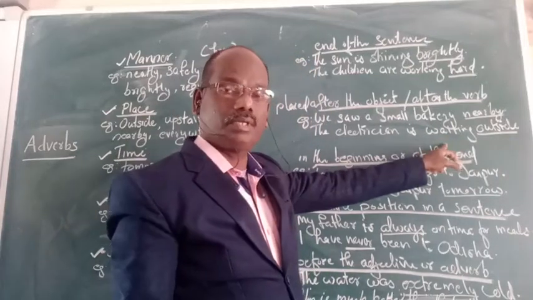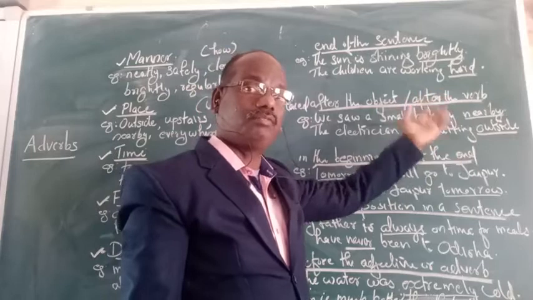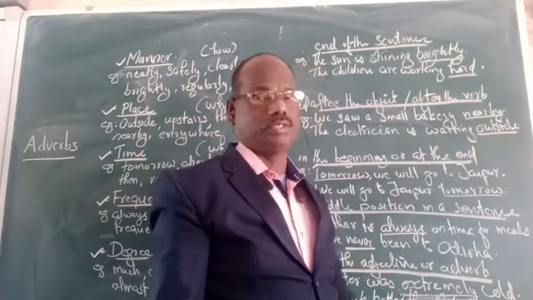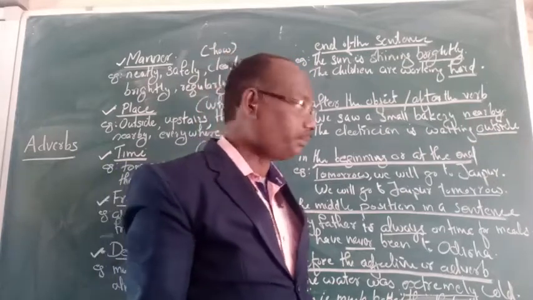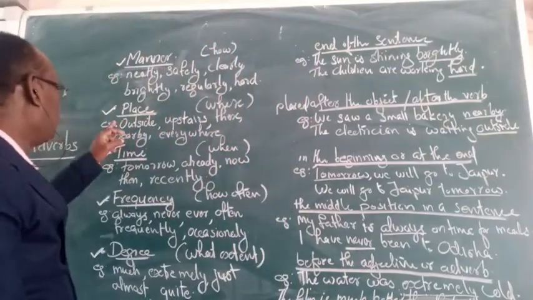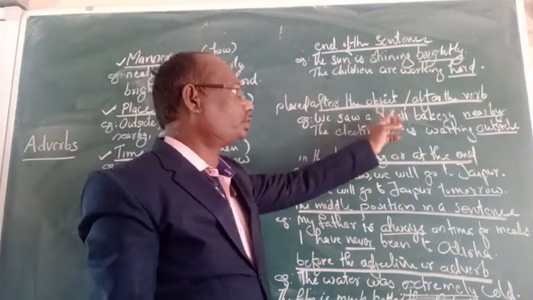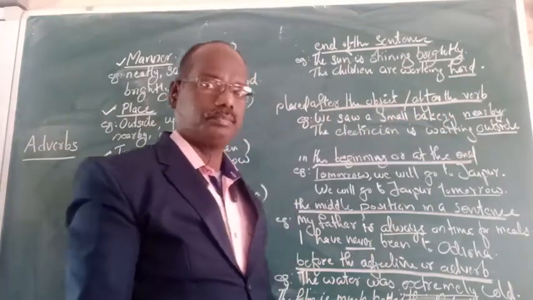Waiting is the verb in the sentence. So after the verb we are using the adverb outside. So we can conclude like that: the adverb of place, we place it after the object or after the verb.